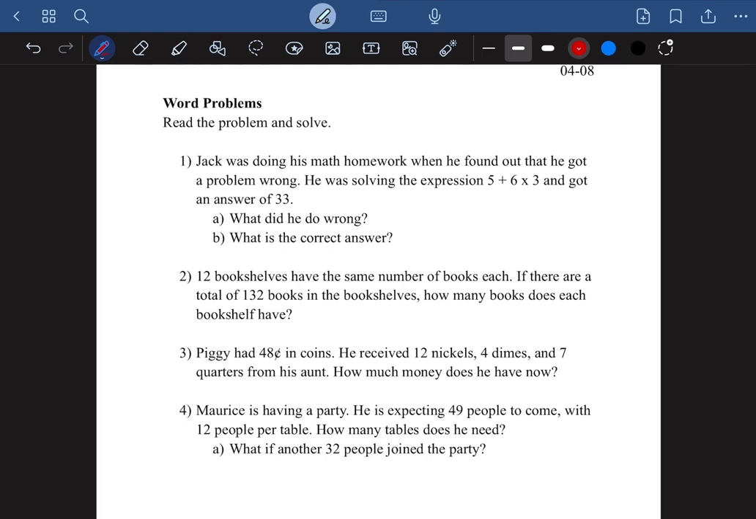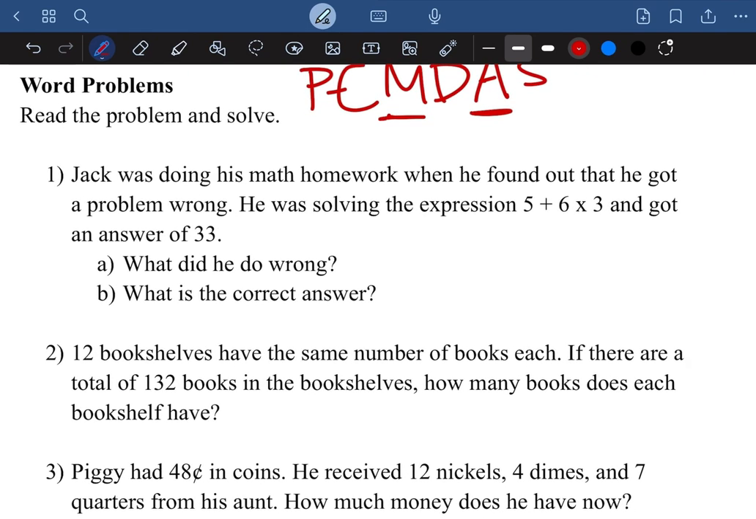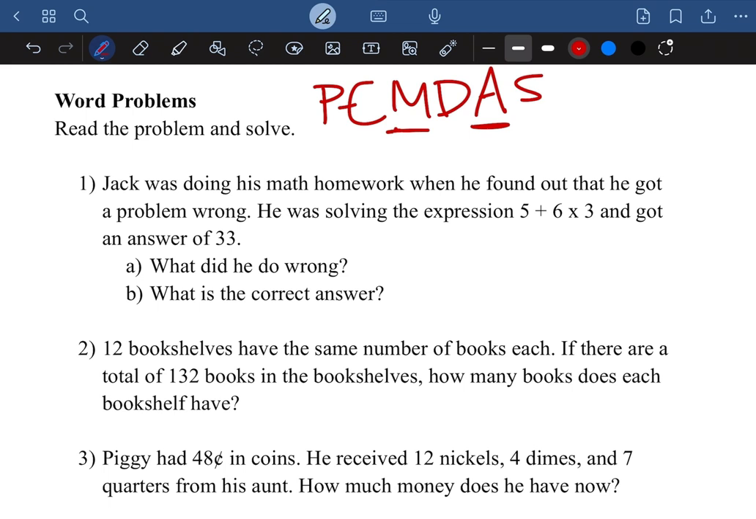So, for part A, the question is, what did he do wrong? So basically in PEMDAS, you're supposed to multiply first, because in PEMDAS, the multiplication comes before the addition. So what he did wrong was that he added 5 plus 6 before he multiplied 6 times 3, making him get 33 as his answer.